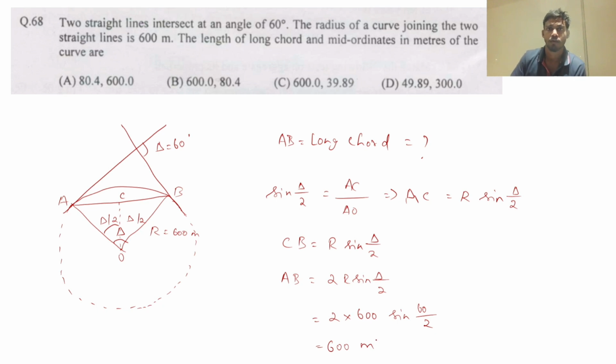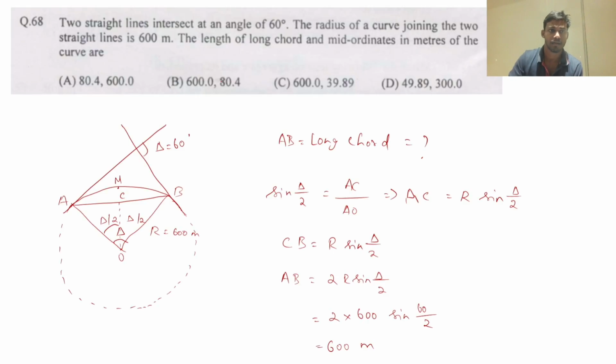And one more thing is asked in the question, that is mid ordinates. So option B and option C both contain 600 meters. So either option B or option C. So the mid ordinate means this distance. So let's consider this point as M. So CM is equal to mid ordinate. That means the distance from midpoint of long chord to the midpoint of curve.